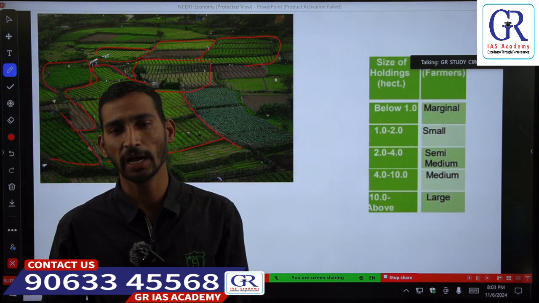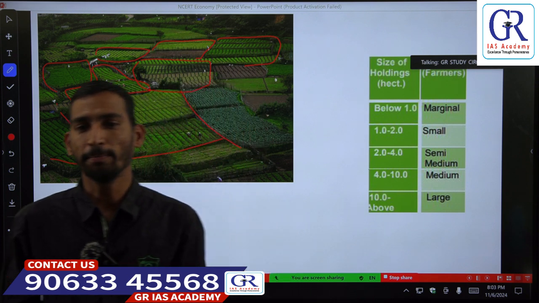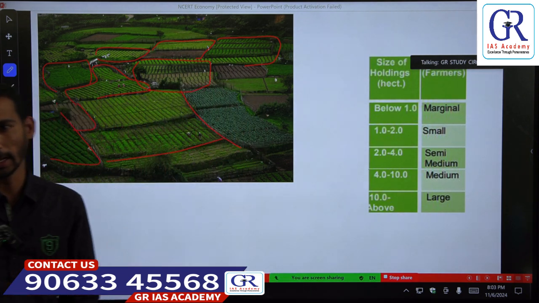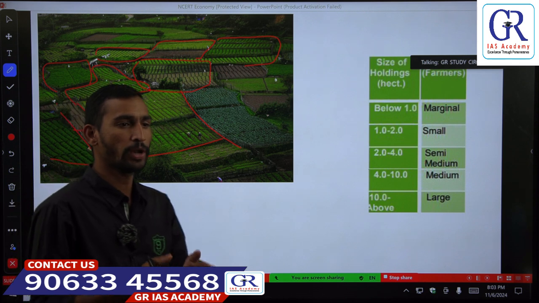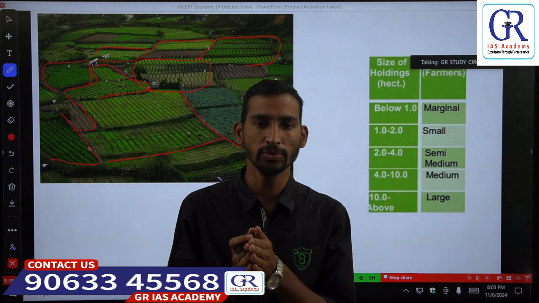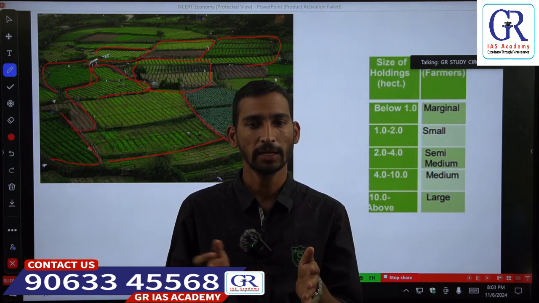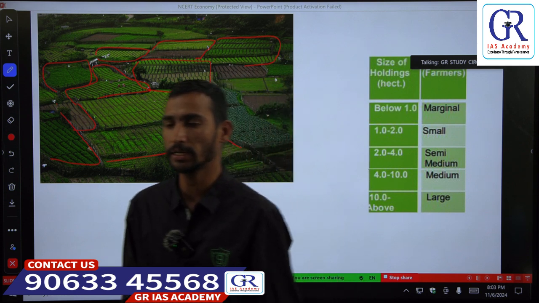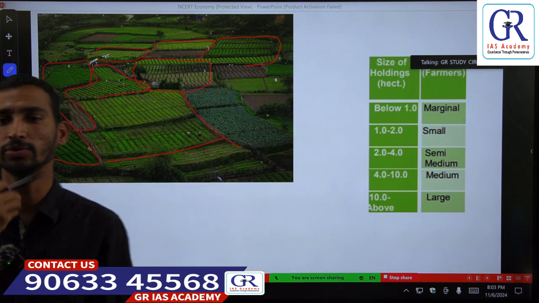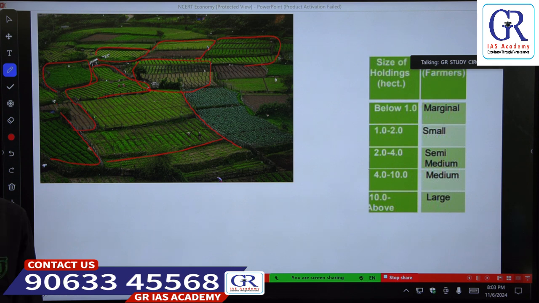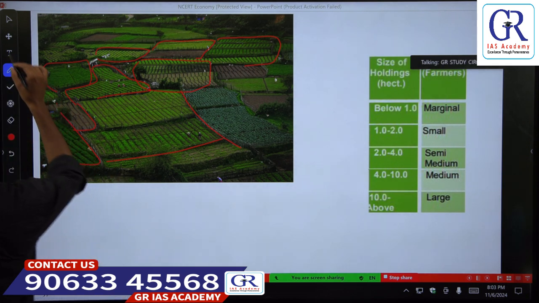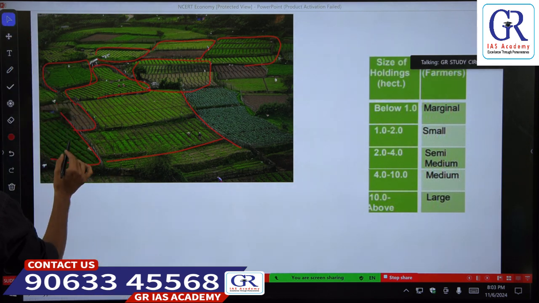And one more reason is partition. At the time of independence, India was divided into two parts, Pakistan and India. Due to partition, most of the fertile land went to Pakistan. So due to partition, we will see here.